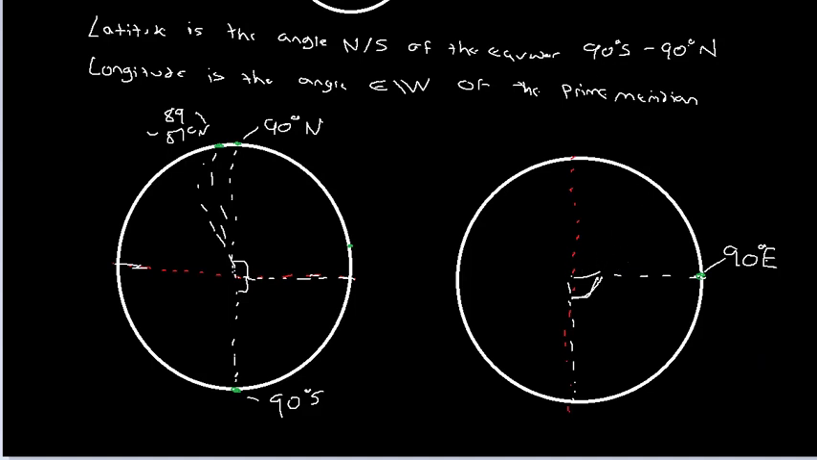But if you were to go here, you still measure from the same point. This would actually be something like 110, maybe? I don't know. 110 degrees east. So the key difference here is that longitude actually is 180 degrees west to 180 degrees east. This is a distinction that a lot of people mess up. Latitude goes 90 to 90, longitude goes 180 to 180.